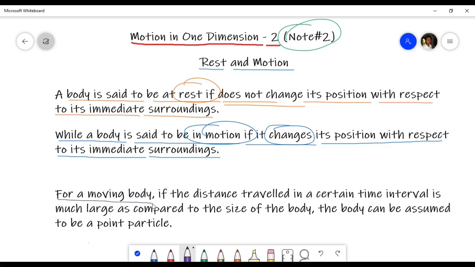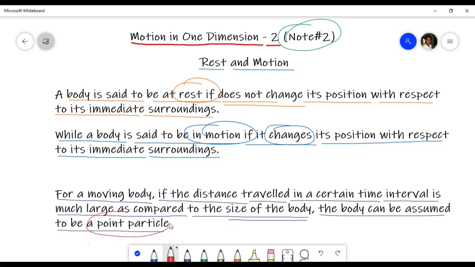For a moving body, if the distance traveled in a certain time interval is much larger as compared to the size of the body, the body can be assumed to be a point particle. Remember this term. A body can be assumed to be a point particle.